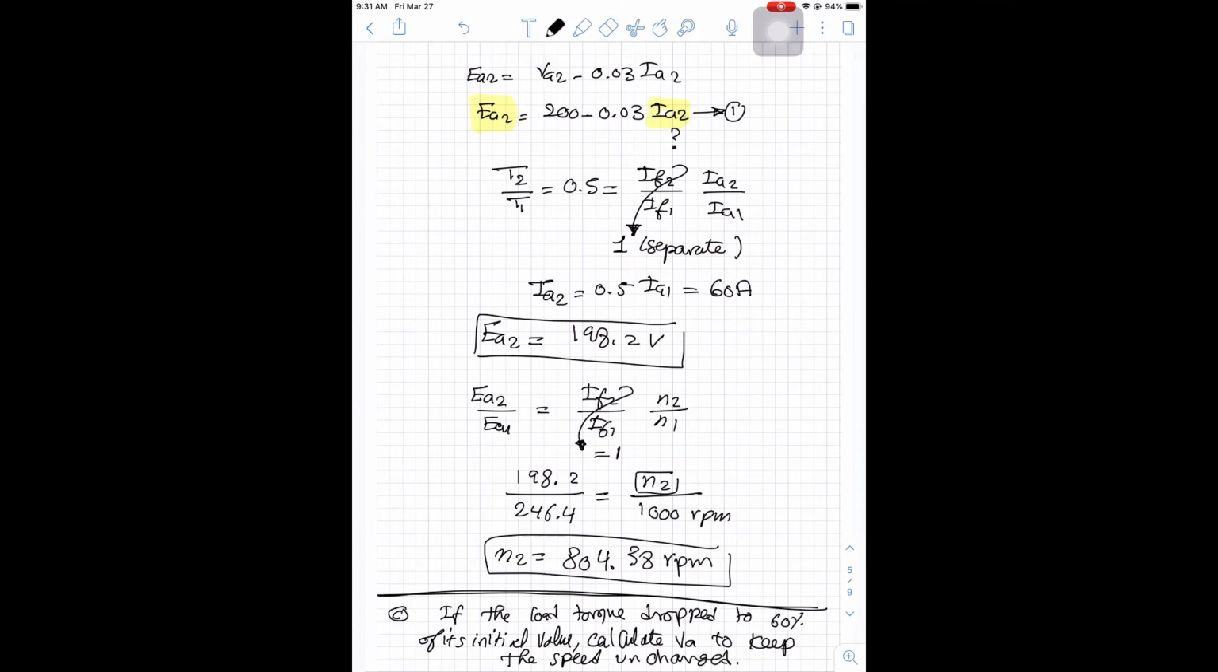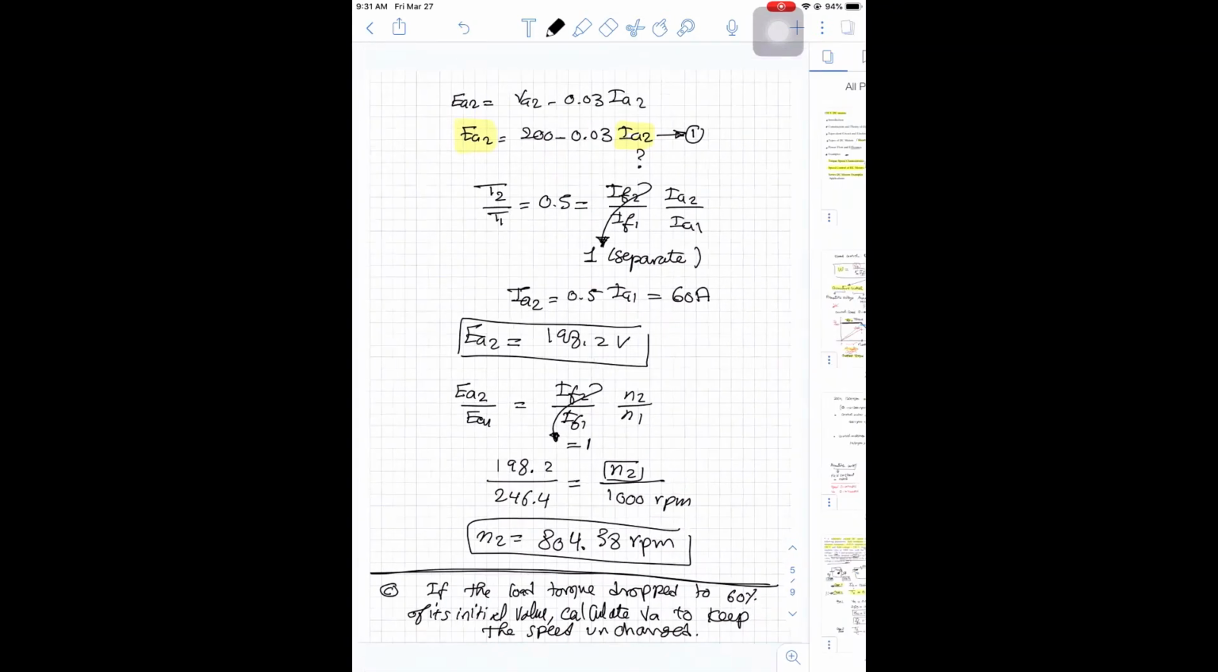What if the torque dropped to 60%, but in this case you are not given V armature, you are given the speed: the speed is not changing, we need to keep the speed. What will be V armature in this case? Let's name it V armature 3. So please try to solve this problem before our next lecture.